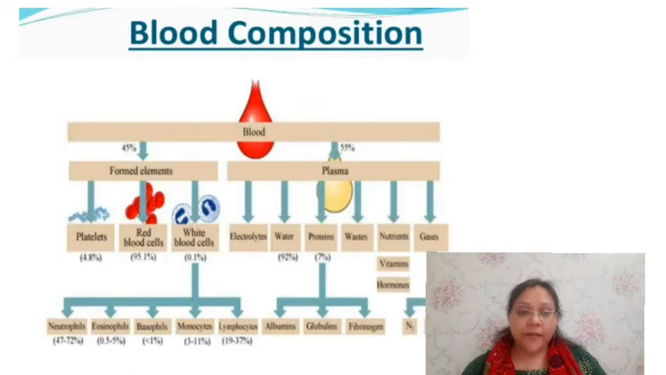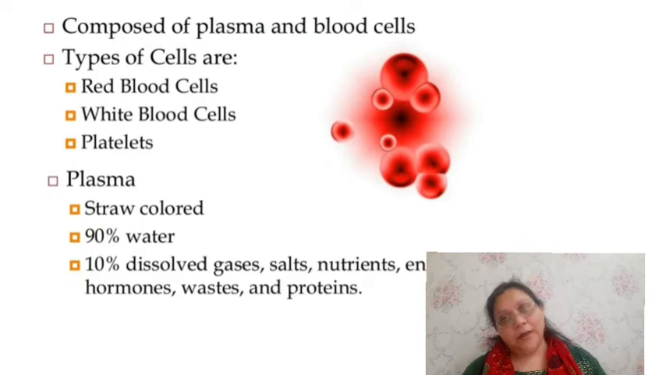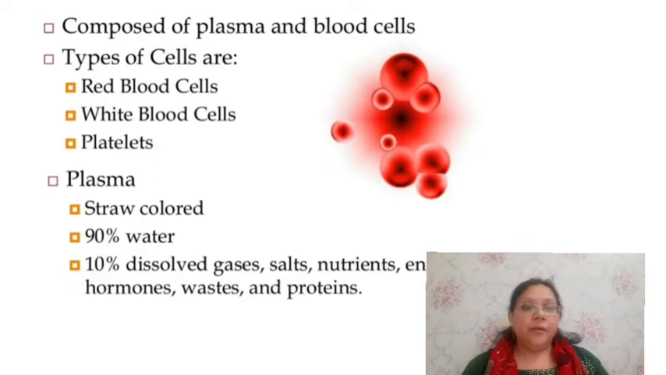Blood is a fluid connective tissue that is made up of plasma, blood cells and platelets. I'll repeat, blood is made up of plasma, blood cells and platelets. Blood cells and platelets together are known as the formed elements. Plasma covers around 55% of the blood volume and formed elements cover around 45% of the blood volume. Formed elements are made up of red blood cells, white blood cells and platelets.